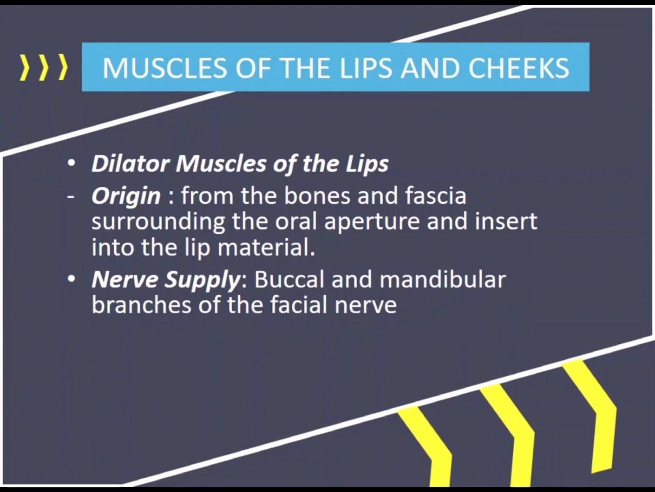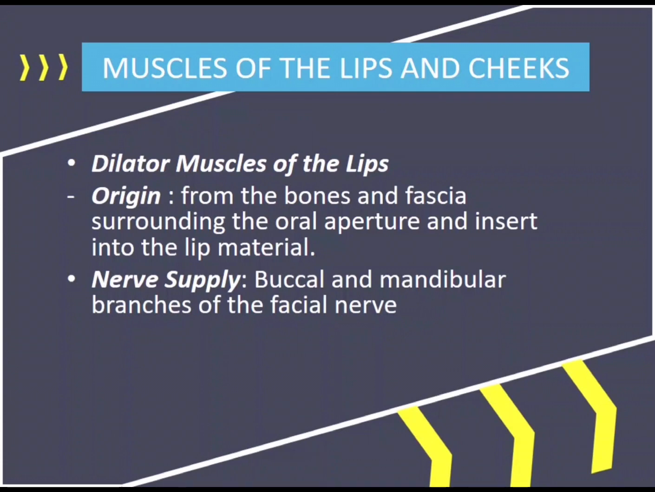The muscles originate from the bones and fascia surrounding the oral aperture and insert into the lip material. They trace from the side of the nose to the angle of the mouth and then below the oral aperture. The muscles are named as follows: levator labii superioris alaeque nasi, levator labii superioris, zygomaticus minor, zygomaticus major, levator anguli oris, which is deep to the zygomatic muscles, risorius, depressor anguli oris, depressor labii inferioris, and mentalis.